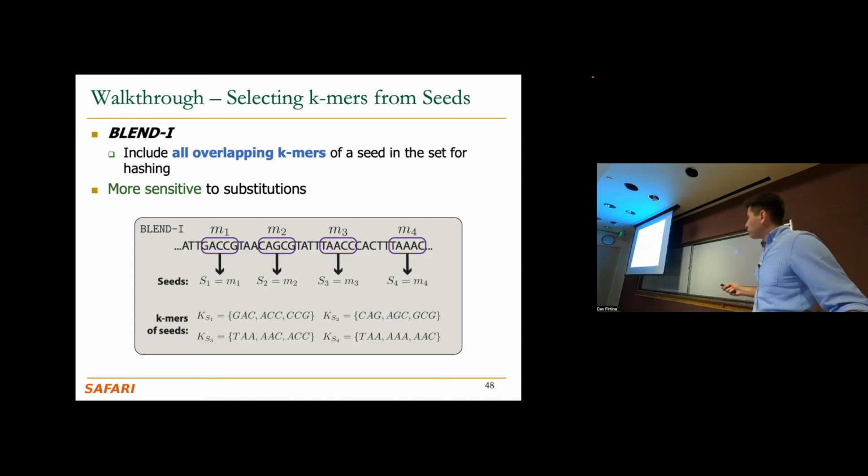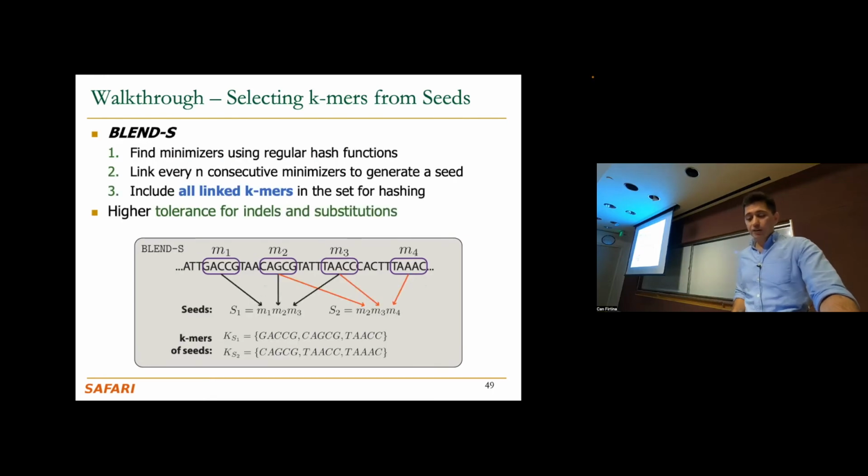So this is one approach: use all the overlapping k-mers within the seed length that you prefer. Another approach is called BLEND-S. We named it that because we use the Strobemer approach, the linked k-mers with the gaps between them.